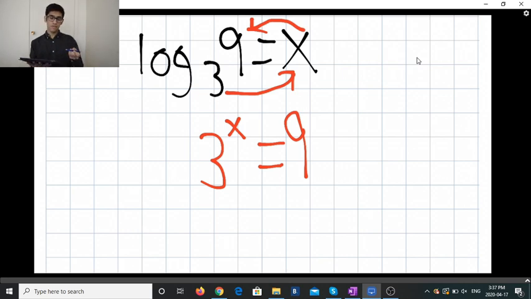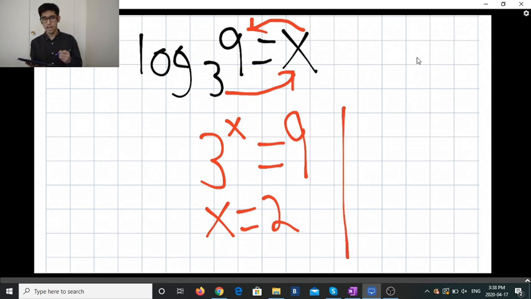Now 3 to the power of x is equal to 9. You can just solve this by general knowledge, which is 3 squared is 9, right? So we can say x equals 2. Or if you want to solve it exponentially, I haven't actually covered this in my videos, but if you're doing logarithms, you should probably know how to solve some simple exponential equations anyways.